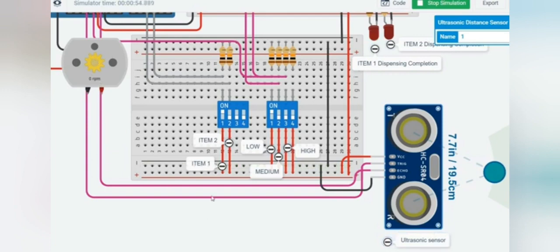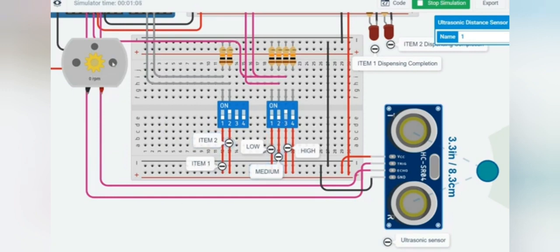so there is no dispensing. Now moving on to the next case, the user wants item 2 with the high quantity. Now the user has selected item 2 with a high quantity. Then he needs to hold his plate within the range of 10 centimeter. Now he has held it. The DC motor rotates in anti-clockwise because it is item 2. Again it will stop for 10 seconds because it is the high quantity of food.